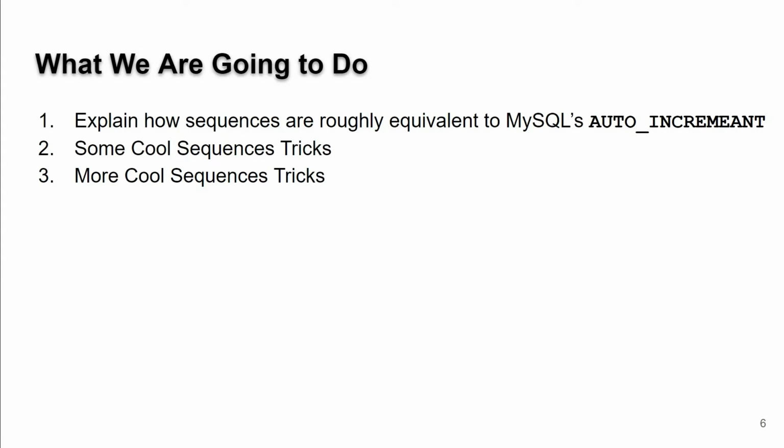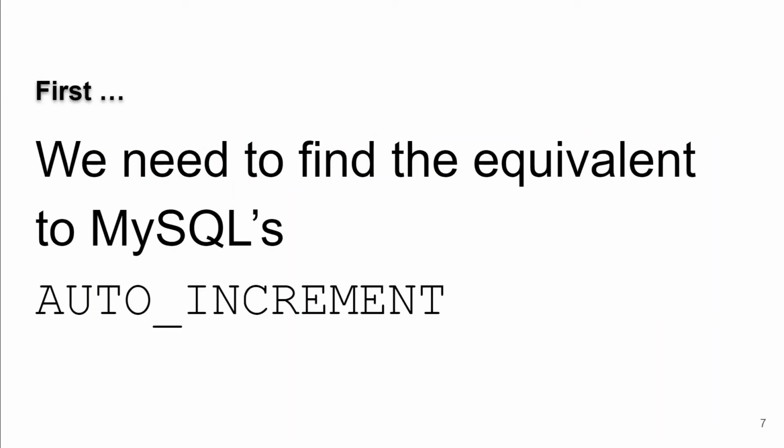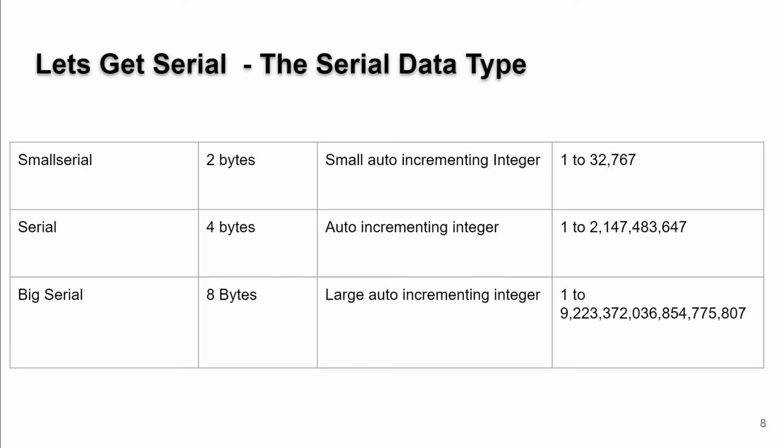What we're going to do is explain how sequences are roughly equivalent to MySQL's auto-increment. We're going to show you some cool tricks for sequences and then some more cool tricks. First, we need to find the equivalent to MySQL's auto-increment. And Postgres, as I mentioned, is different than the way MySQL does it. Not better or worse, just different.